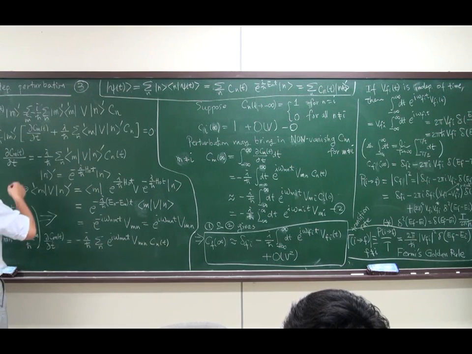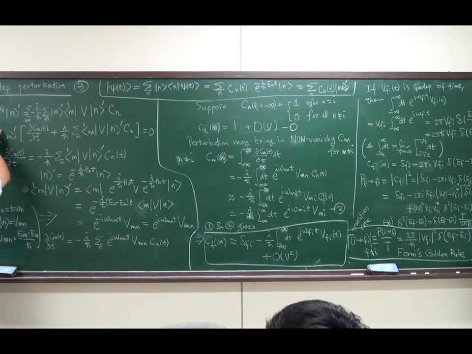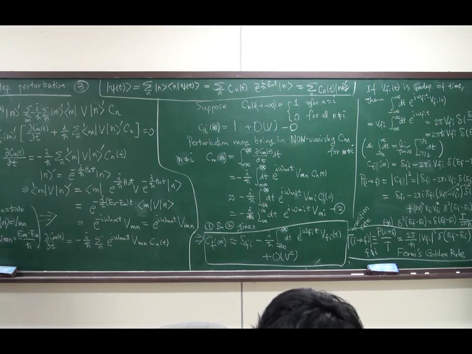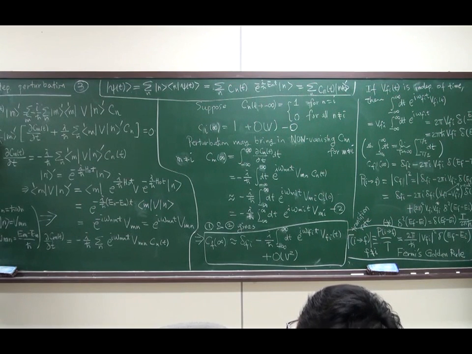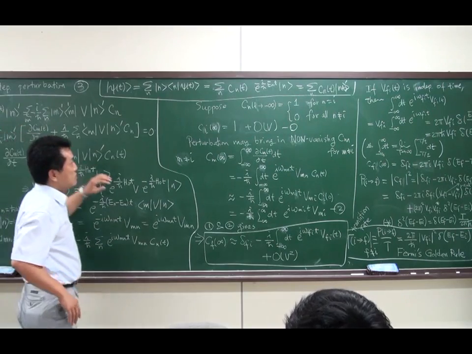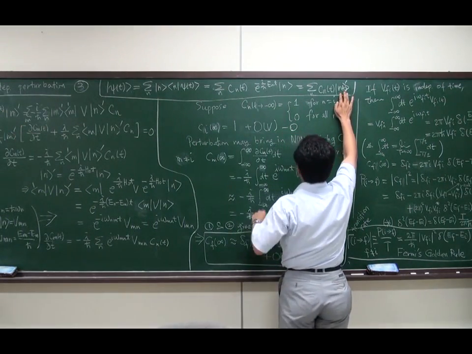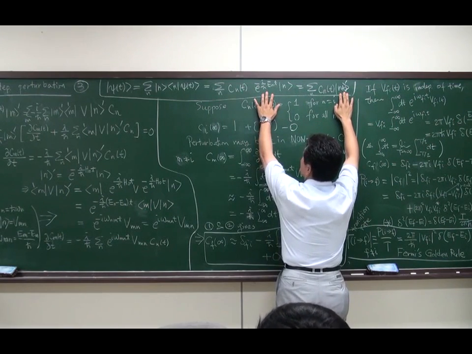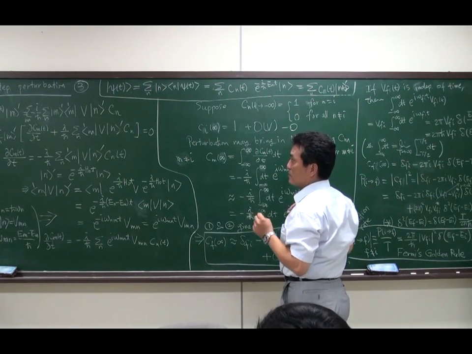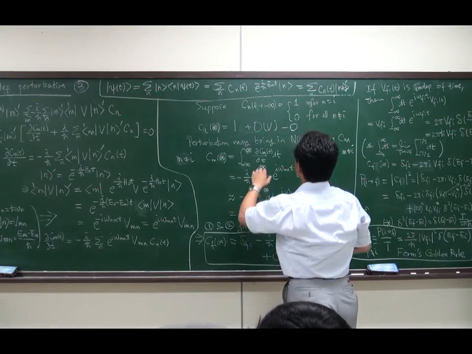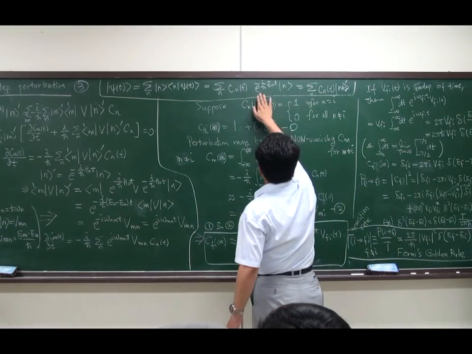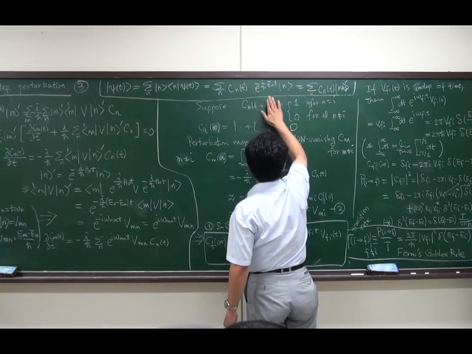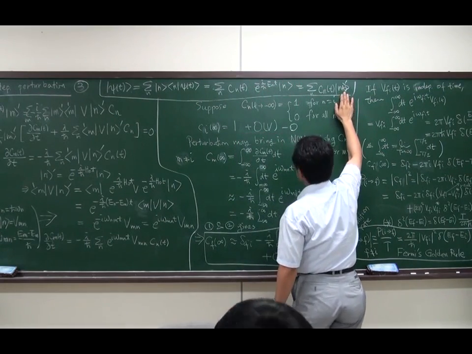Okay, in the previous class, we found that the change in time of the coefficient Cm satisfies this kind of equation, where n prime can be defined to be the time evolution with respect to the unperturbed Hamiltonian H0 of the unperturbed state. All right. So we have all this element to be the n prime.